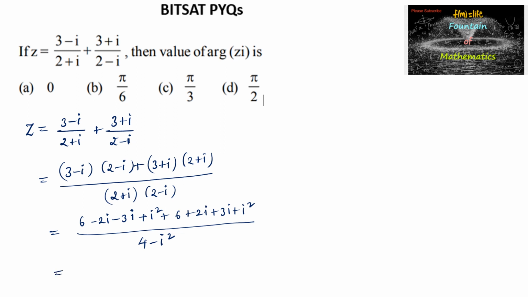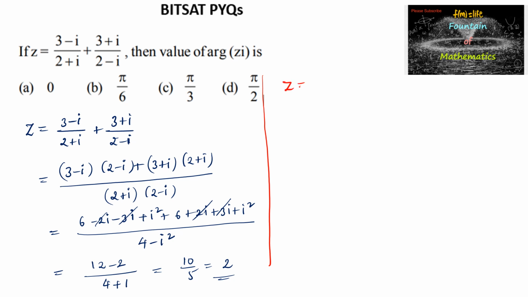So we can simplify and write here 6 plus 6 is 12, and minus 2i minus 3i is minus 5i, and again here it gets cancelled. So i square is negative 1 and i square is negative 1. So negative 1 and negative 1 is negative 2, divided by 4, and i square is negative 1, so we can write plus 1. So that is 10 upon 5, which is equal to 2. So we got z is equal to 2, and then zi is equal to 2i, which can be written as 0 plus 2i.